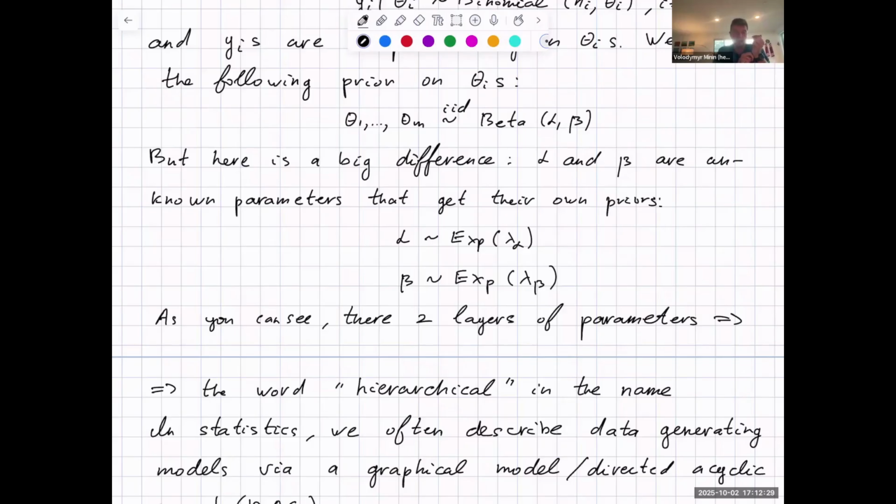But if these parameters in the posterior, alpha and beta, come out different from 1, then we can look at them and see how similar or different the thetas are. And that's the reason why we have the word hierarchical in the name.